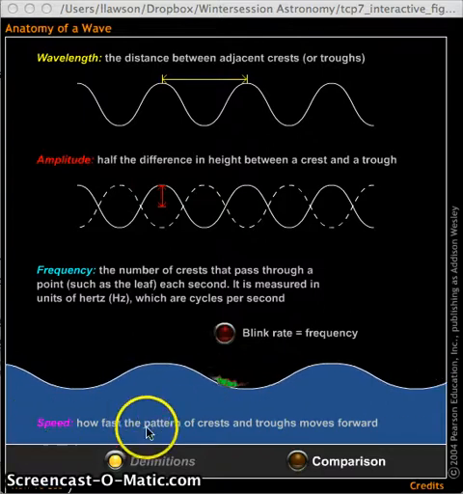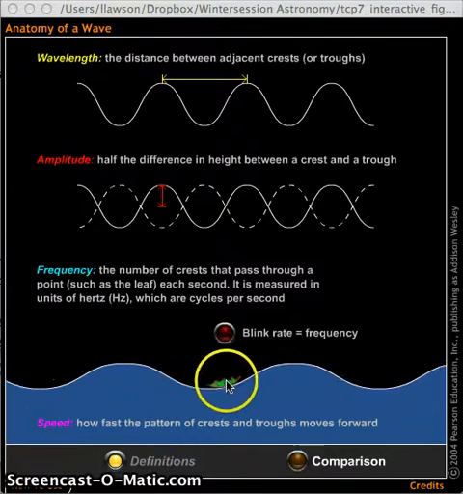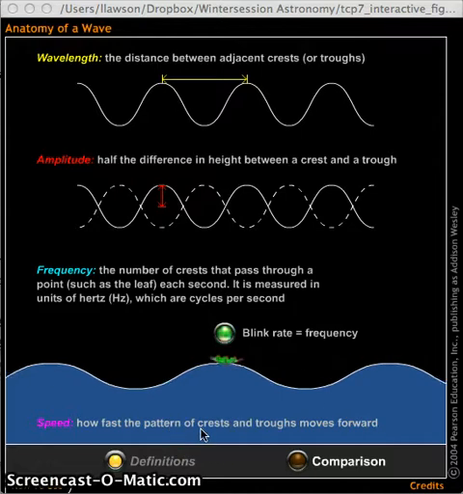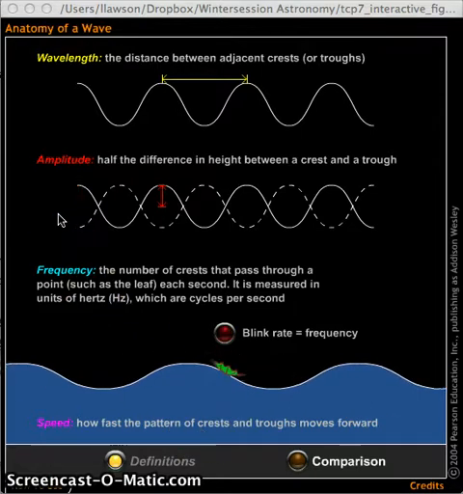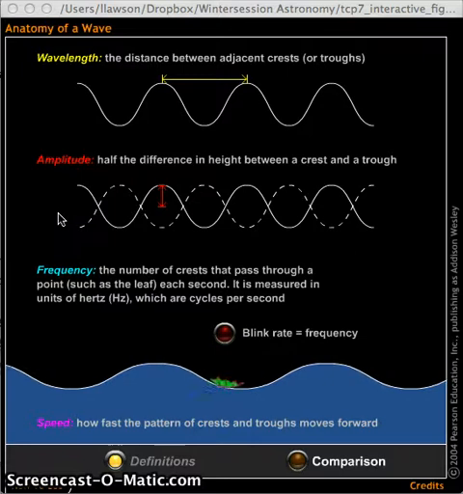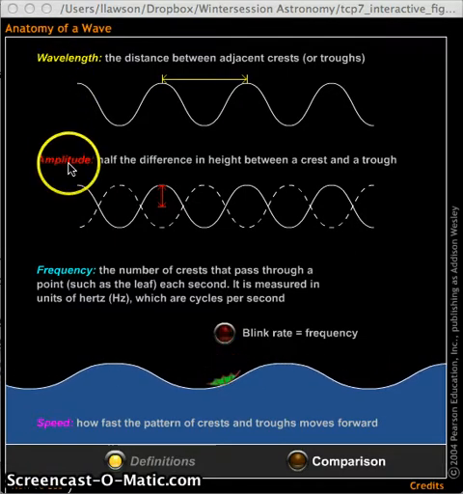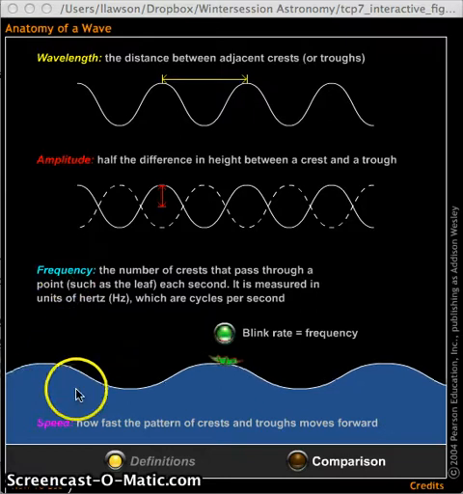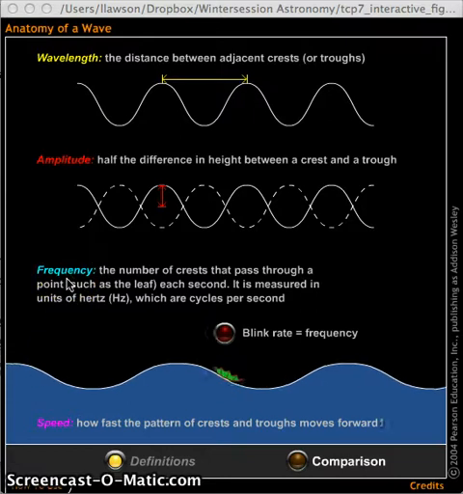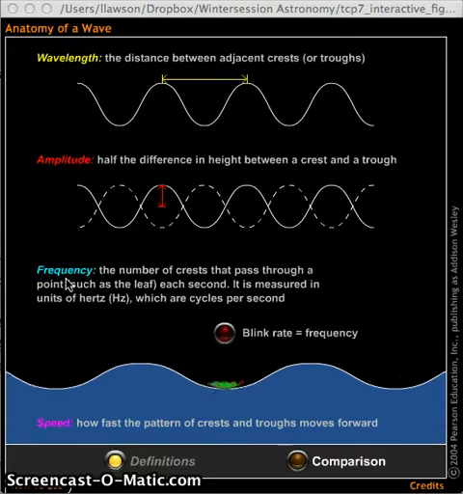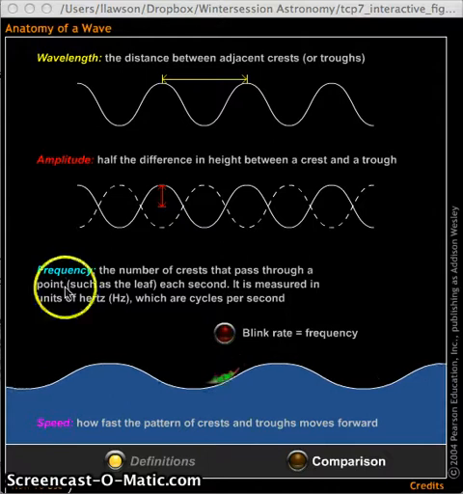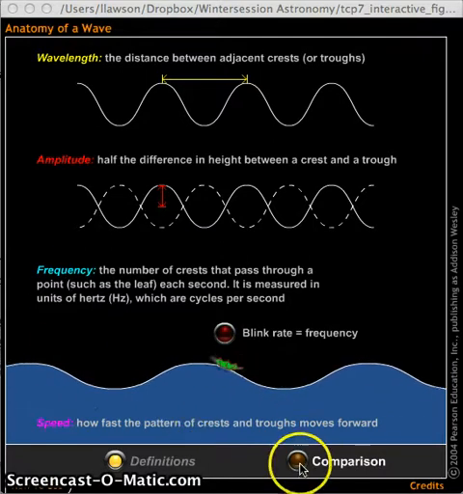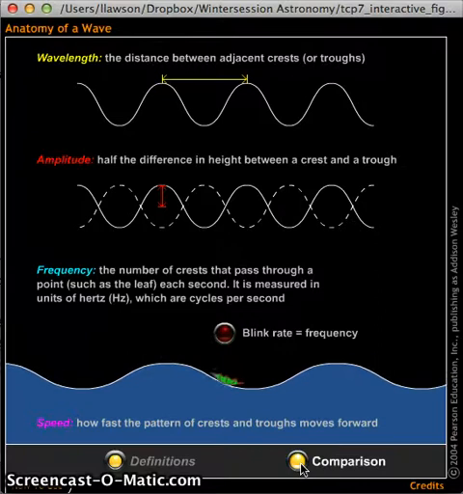Finally, the speed of the wave is basically how fast this wave is passing. And so while amplitude is nice to know, the three very important quantities that we need to know are wavelength, frequency, and speed. Sorry about that. And the relationship between the three is that the wavelength times the frequency is equal to the speed.